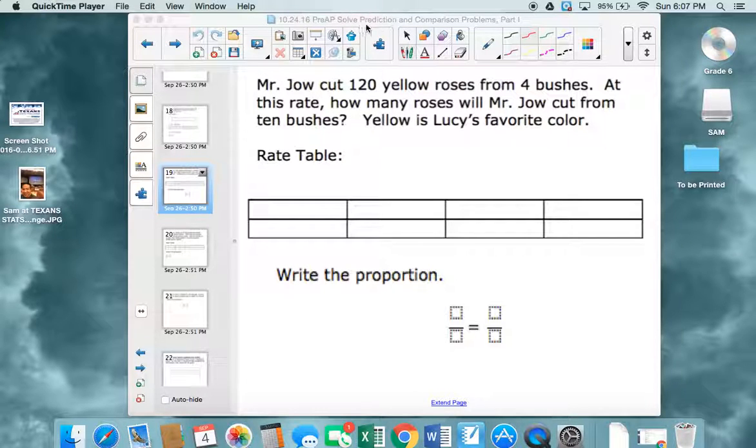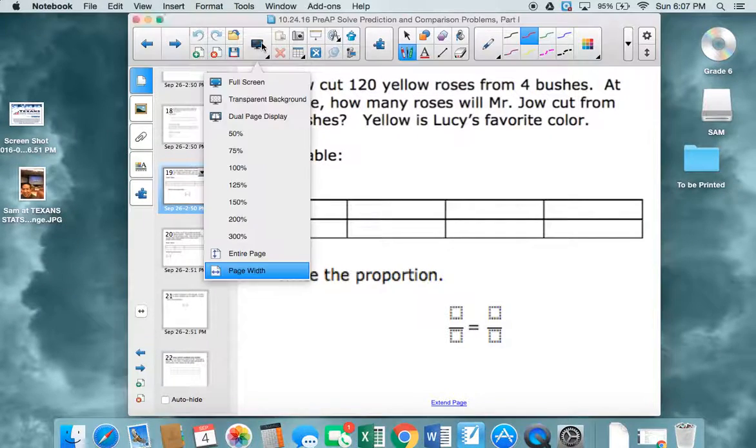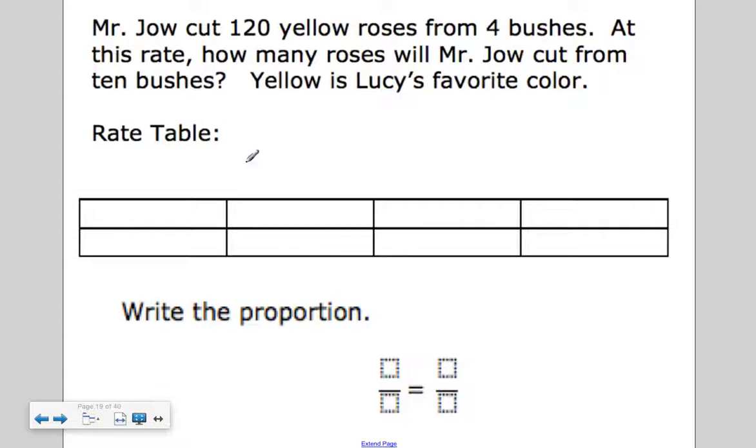This lesson is over how to solve prediction and comparison problems. In other words, how do you solve proportional problems?